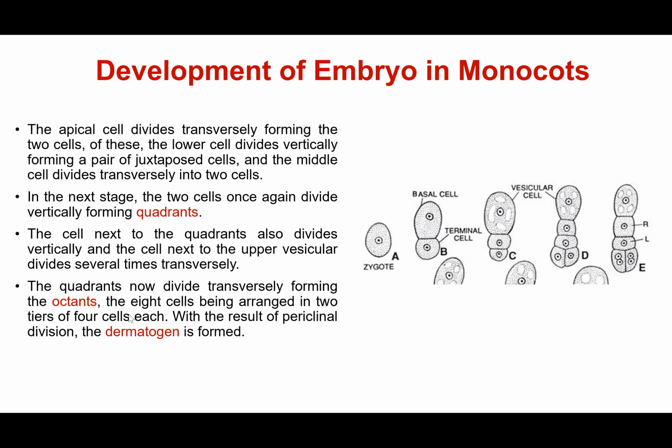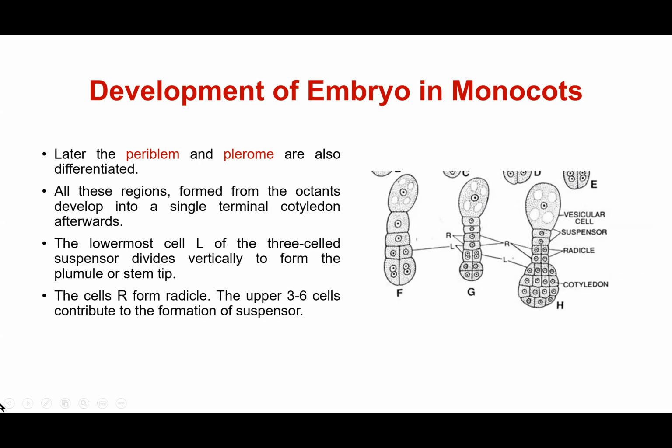When we reach this octant stage, the outer tier cells, as a result of periclinal divisions, form the dermatogen, which in turn gives rise to the epidermis. Then the cells present in the inner tier give rise to periblem and plerome, which give rise to the cortex and the stele. All these regions give rise to a single cotyledon.